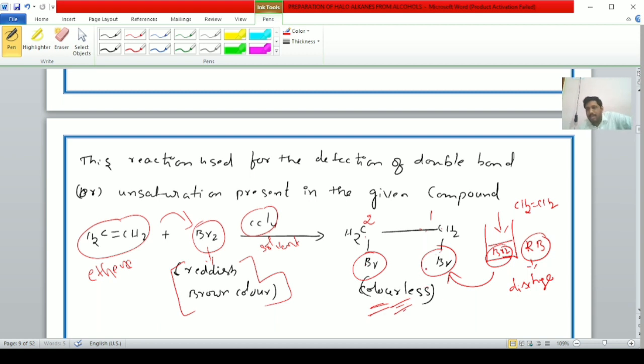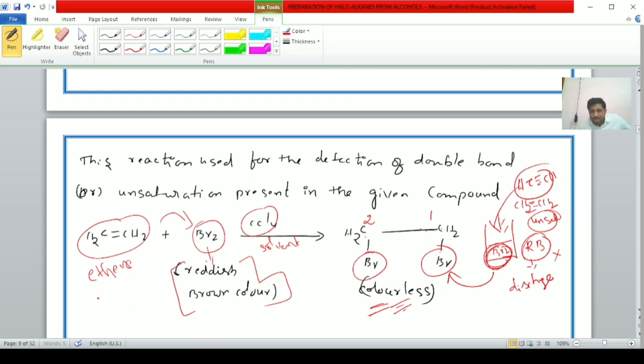Okay, students, right? Then if the reddish brown color is discharged, then this given compound contains unsaturation, that is double or triple bond. If this reddish brown color is not discharged, then it is not an unsaturated compound. It does not contain double and triple bonds. For example, student, if we add alkyne, then here also reddish brown color will be discharged, that is unsaturation, triple bond will be present.